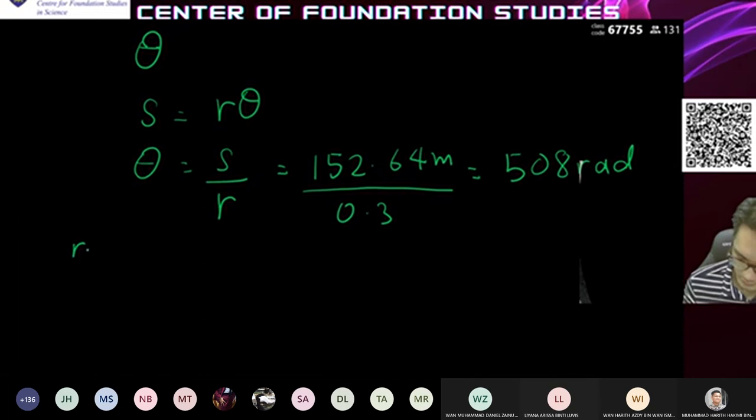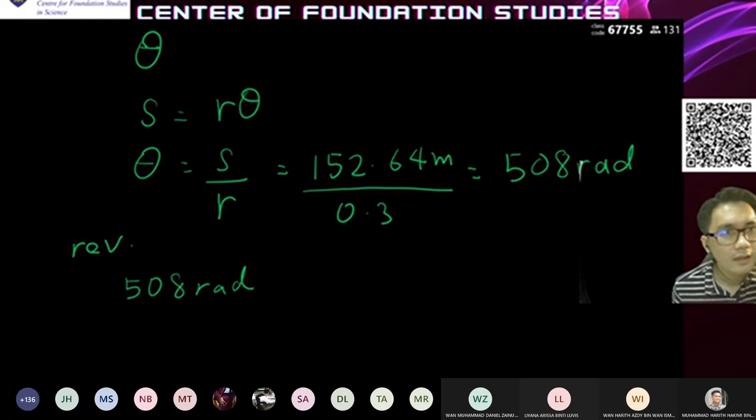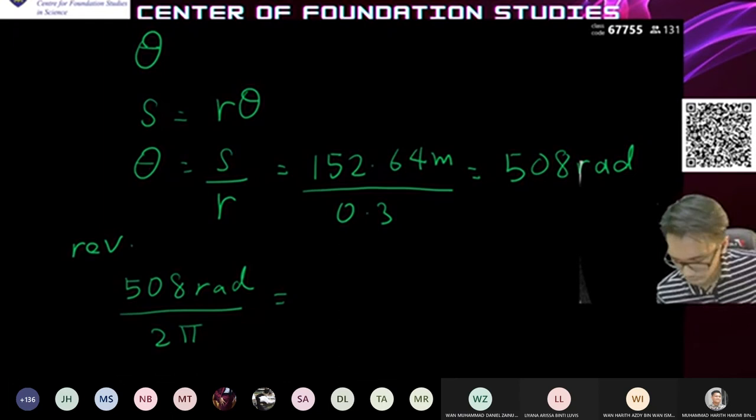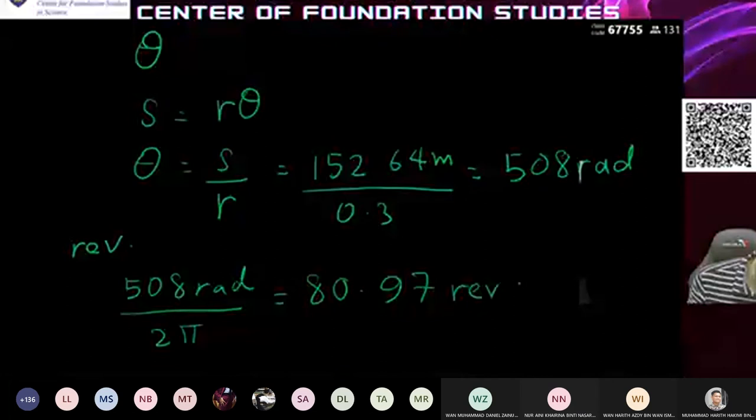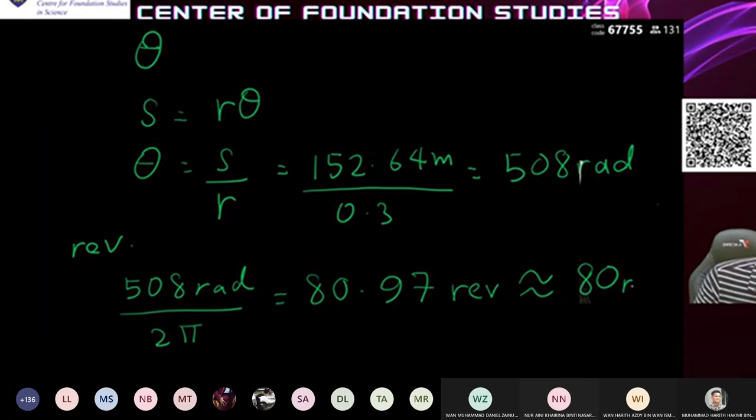The question asks for the angular displacement in revolution. So how to convert 508 radian to revolution? Divide by 2 pi. Yes, divide by 2 pi. Then we get 80.97 revolution. So this one is equal to how many revolution? 80. So it is not 81, sebab it hasn't reached the 81 yet. So dia jawapan dia adalah 80 revolution.